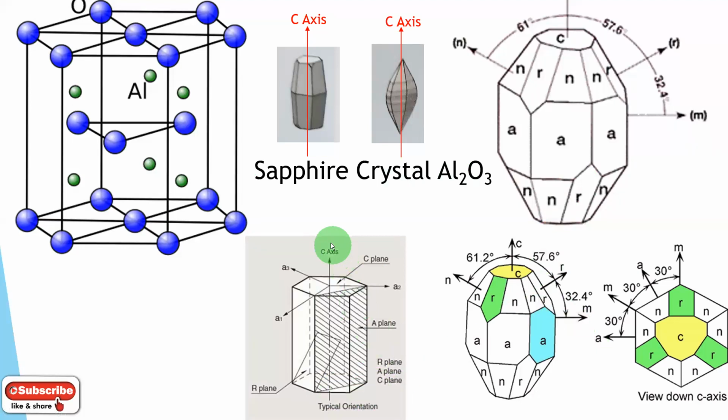Typical orientation is here, C-axis. You need to understand this and these two, and the lattice here. Inside this corundum lattice, Al2O3 is there, aluminium and oxygen. So when we push some beryllium ion or titanium ion inside the lattice, we can change the color. That is the theory we use when we are heating, giving treatments.